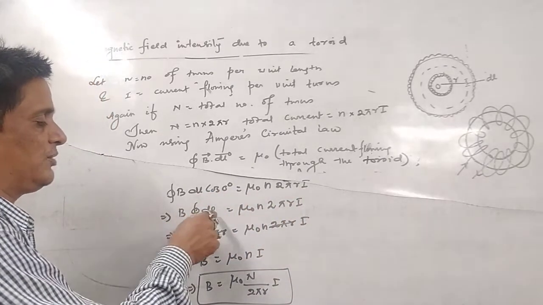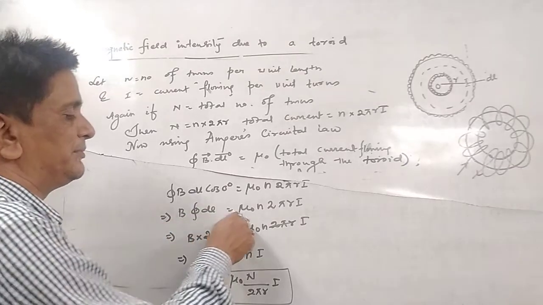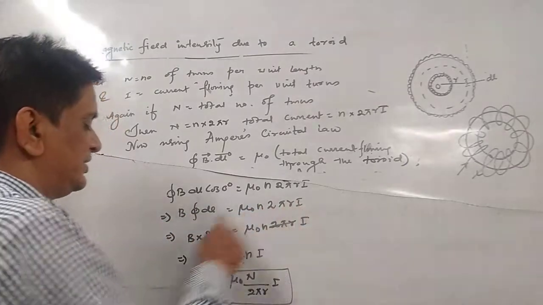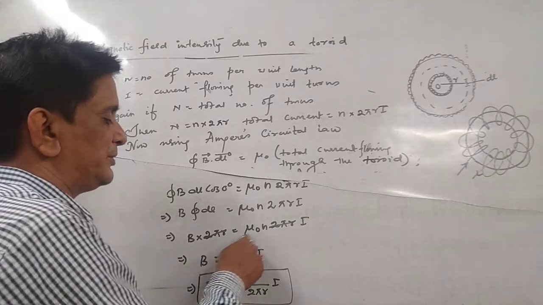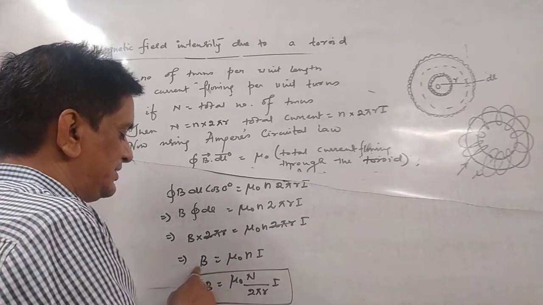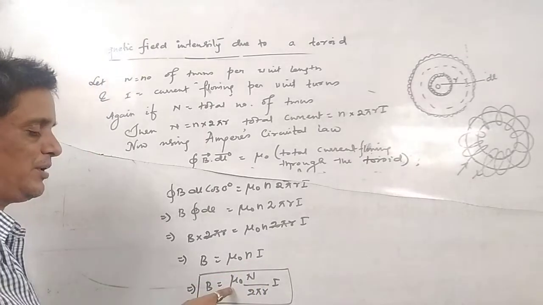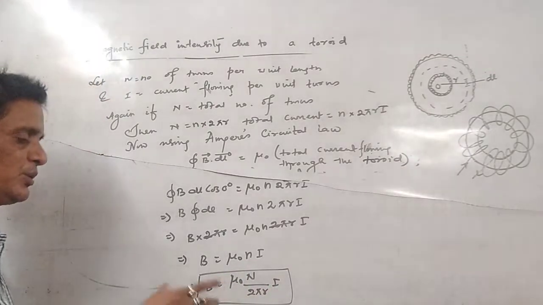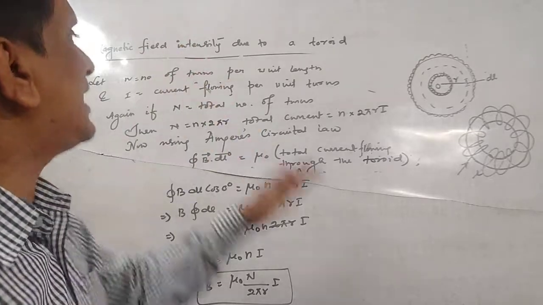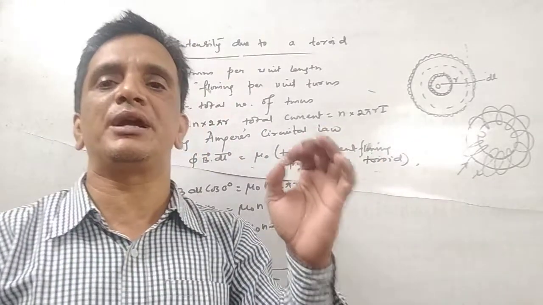So if you take out B, we can say B closed integral of dl equals mu naught n into 2 pi r into I. This implies B into 2 pi r equals mu naught n 2 pi r into I. This implies B equals how much? Mu naught n I. So this is about your magnetic field intensity due to a toroid.